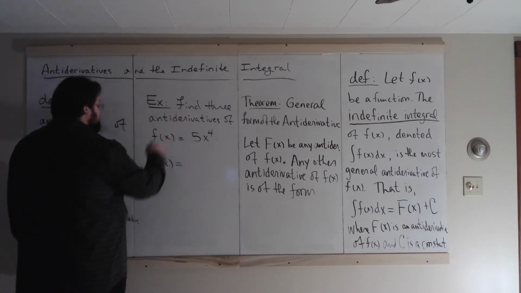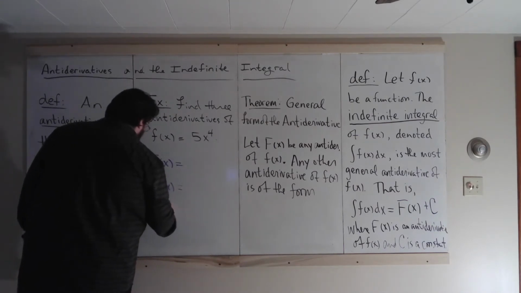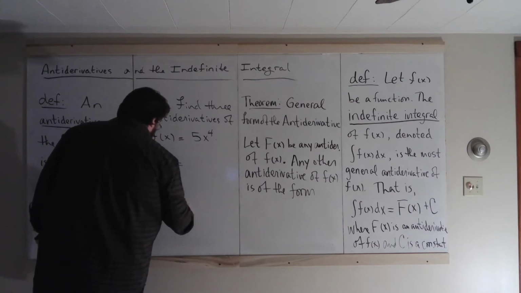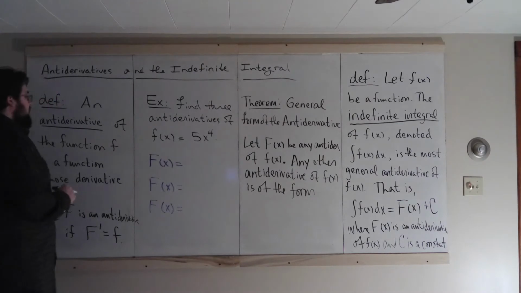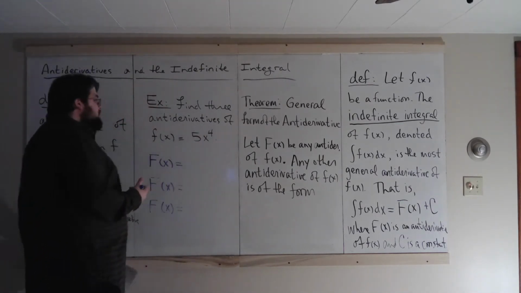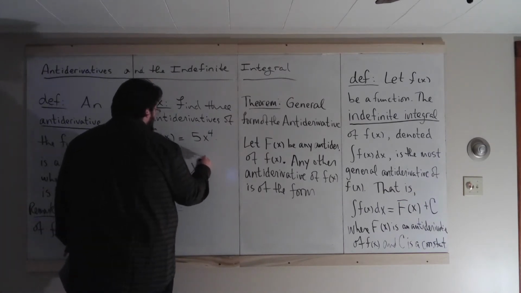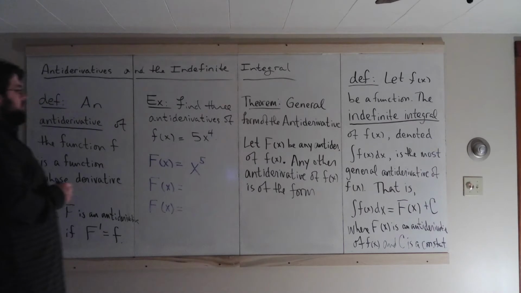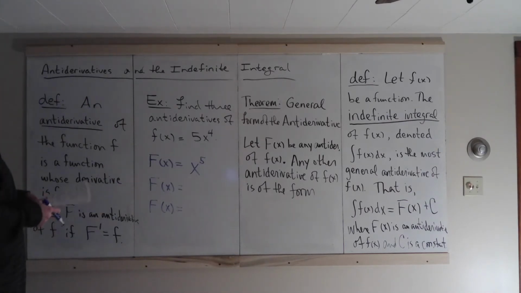Well, this says to find 3 of them, so let's find 3 of them. I'm going to call them all capital F. I could say like F1, F2, F3, but I'm just going to say all are going to be capital F. We need a function whose derivative is 5x to the 4th. Well, we've seen many times that the derivative of x to the 5th is 5x to the 4th by the power rule. Right here, the derivative of capital F is lowercase f. Well, that's one of them.